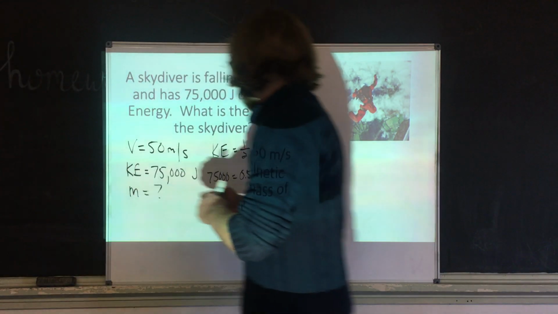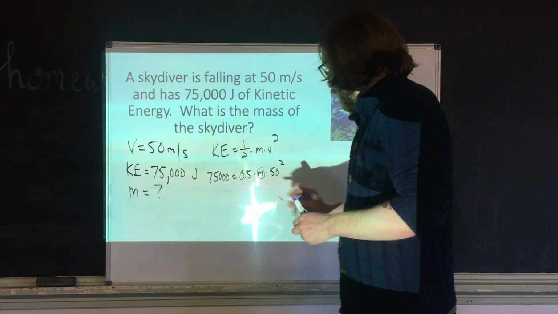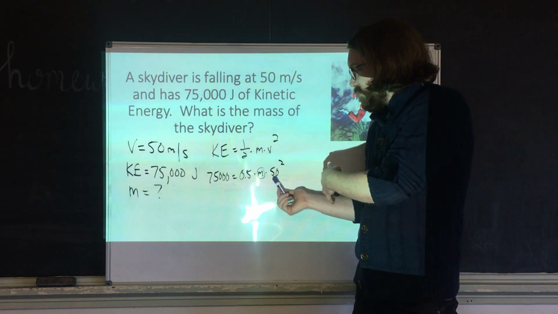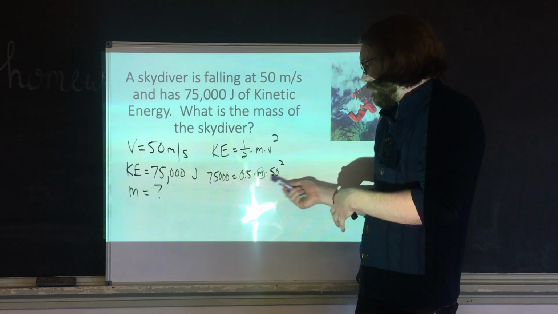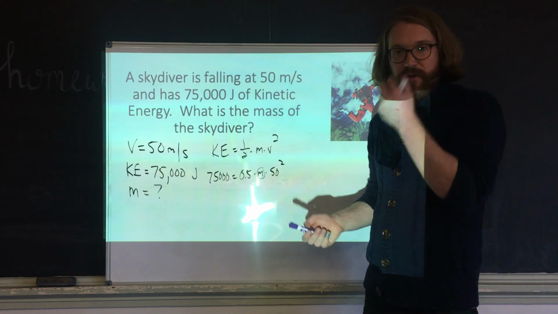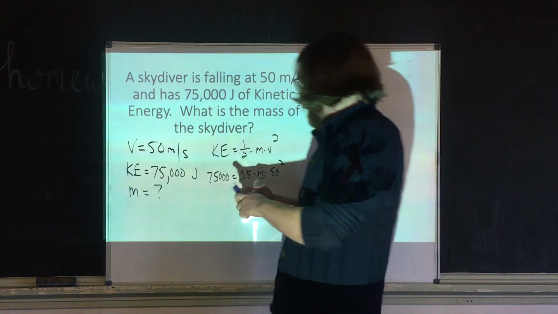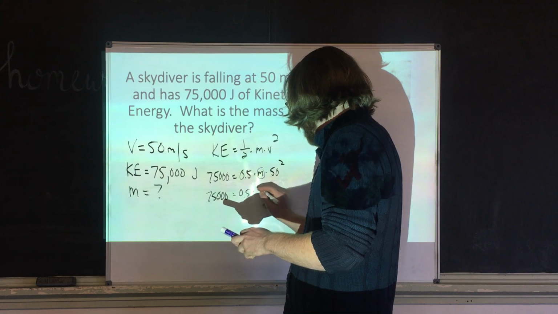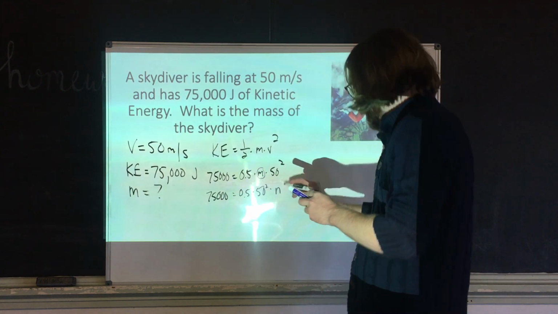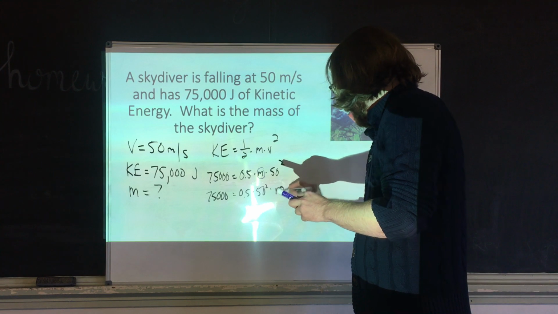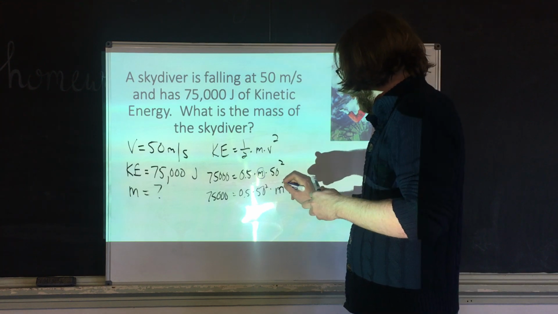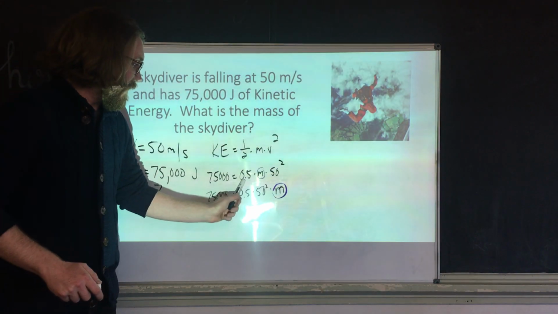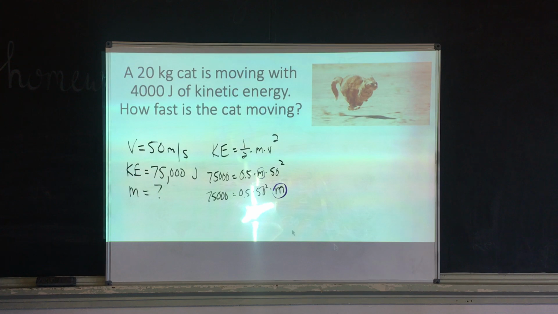We want this mass by itself, and this may seem tricky, but this is not tricky. Whenever you have numbers that just need to be multiplied, just go ahead. If you have exponents, do the regular math. So what we really have here is 75,000 is equal to 0.5 times 50 squared times m. And again, we're trying to get this mass by itself. So what we're going to do is do this math first: 0.5 times 50 squared.